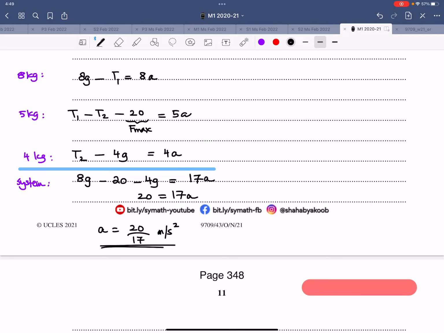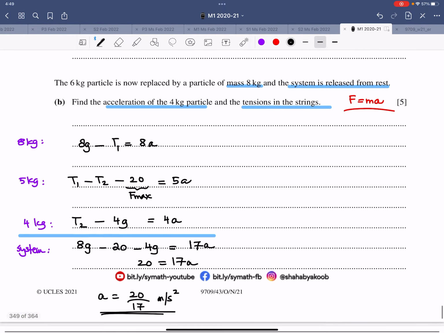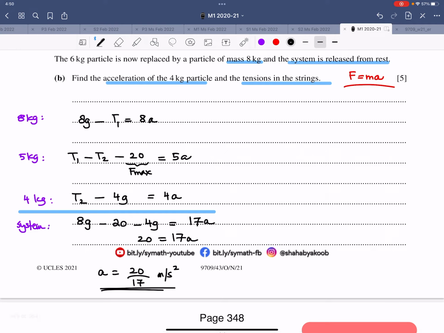Now, what else is it asking? The tension in the string. Now, just use any one of the two equations. If I use the first equation, 8g minus tension 1 is 8 into 20 over 17. Use a calculator, you'll find the value of tension 1. Secondly, last equation, T2 minus 4g is 4 into 20 over 17. Therefore, T2 comes out to be some other value. So you got T1, you got T2.